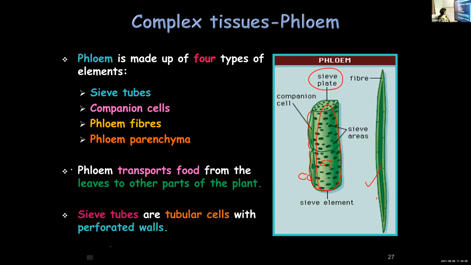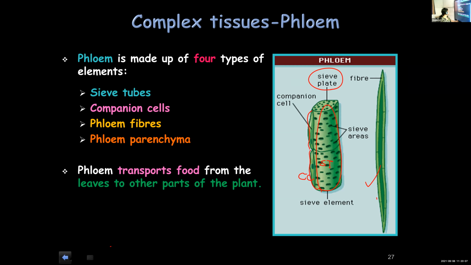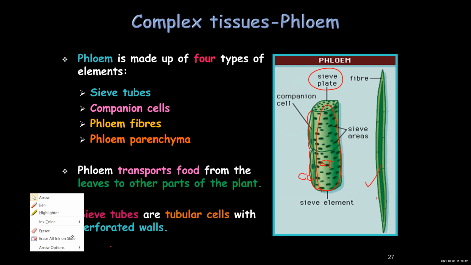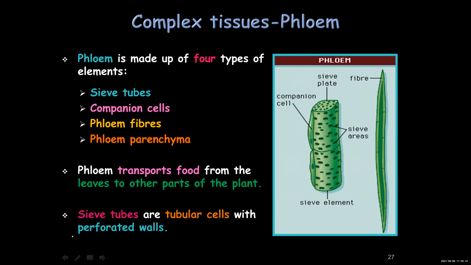Sieve tubes are tubular cells with perforated walls. Perforated walls means with pores on it, with openings on it. With small pores or openings. So sieve tubes, as you can see in the picture, this is a sieve tube with these openings. They are tubular cells having perforated walls. Perforated walls means the wall is having small pores on it.